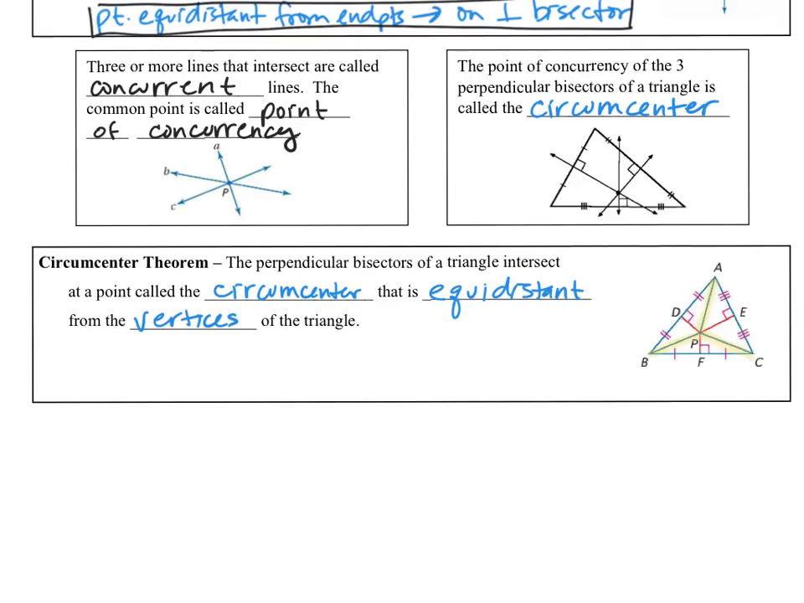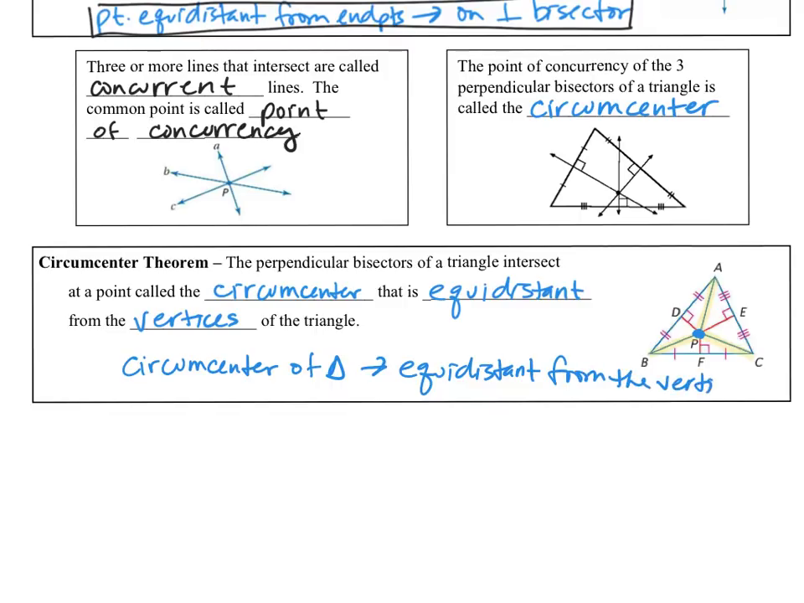So let me just restate that. This point P, the point of concurrency of the three perpendicular bisectors, is called the circumcenter, and that circumcenter is equidistant from the vertices of the triangle. So let's go ahead and write this in shorthand: if we have a point that is a circumcenter of a triangle, we can conclude that that circumcenter is equidistant from the vertices of the triangle.